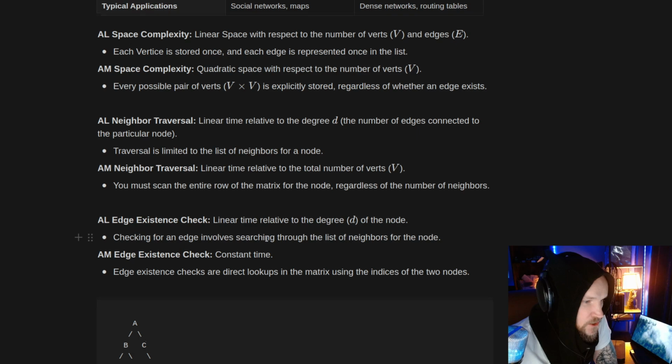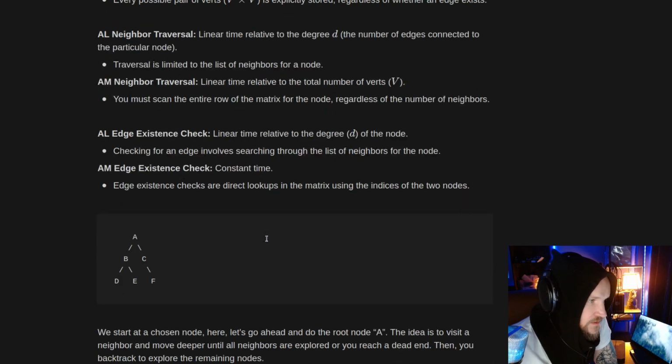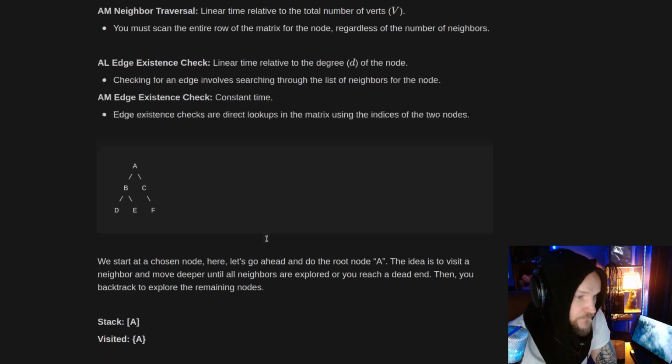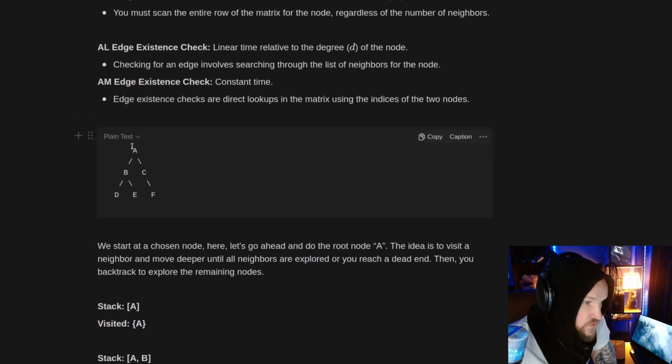Okay. And so now let's get into this. I want to get into this right quick, and talk about traversal and the way that these are populated. The way that these are traversed is that you start at a chosen node. So let's say that you start at A. The idea is to visit a neighbor and move deeper until all the neighbors are explored or you reach a dead end, and then you backtrack to explore the remaining nodes.